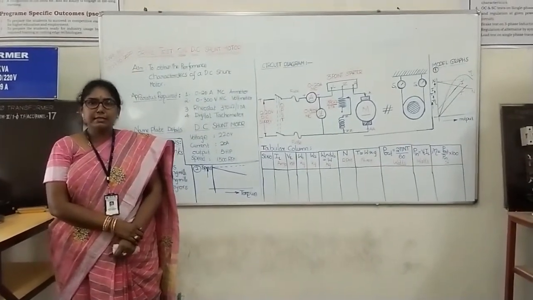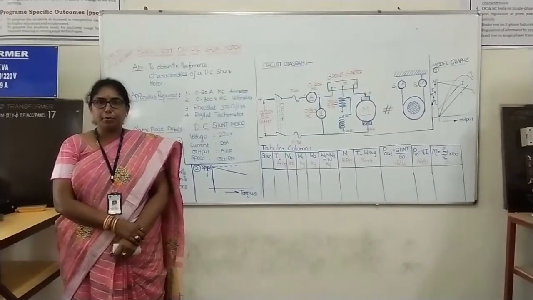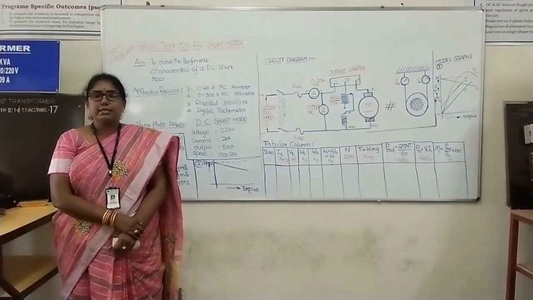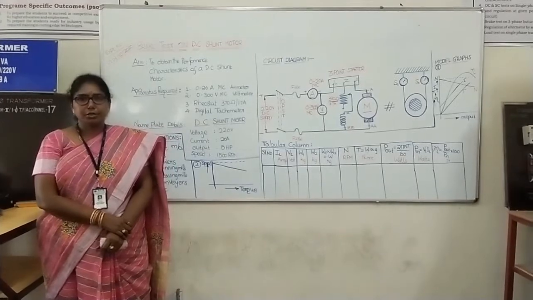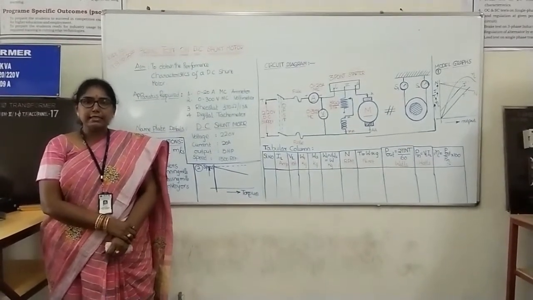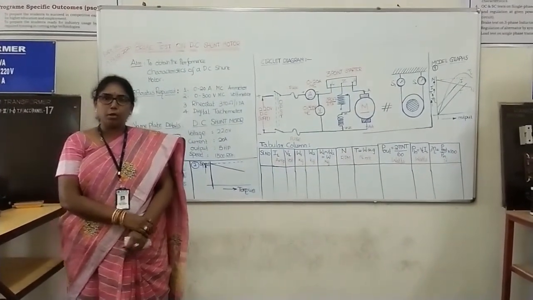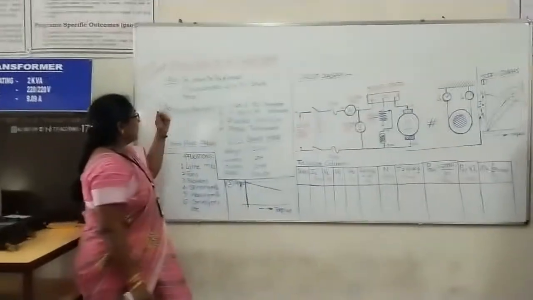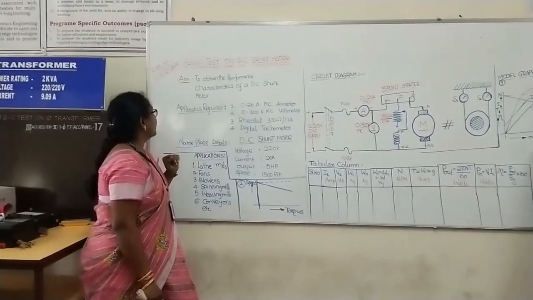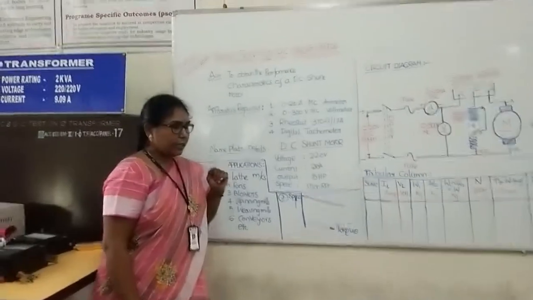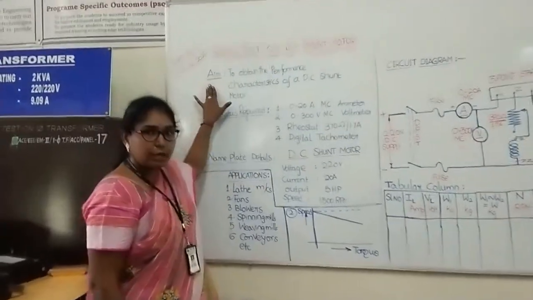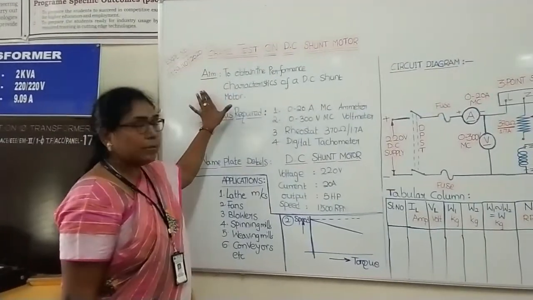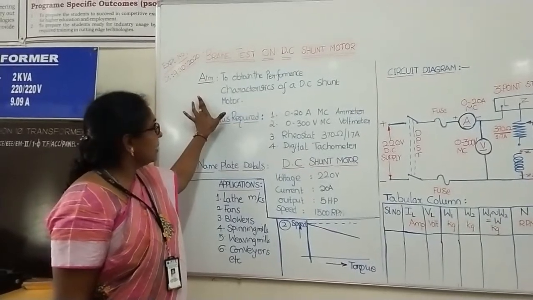In the previous session, we discussed the magnetization or OCC characteristics of the DC generator. Today, in this class, I am going to explain the brake test on a DC shunt motor. In this experiment, the aim is to obtain the performance characteristics of the DC shunt motor.